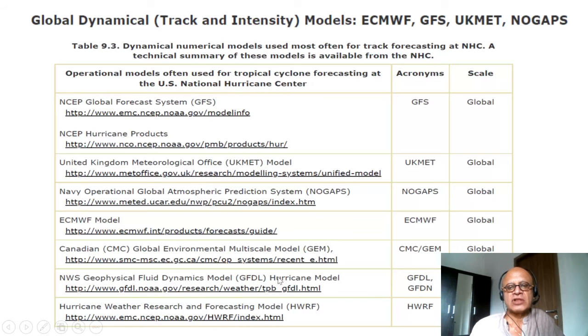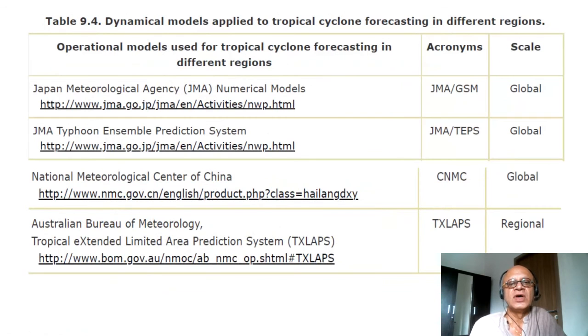I think the GFDL model and the GFS model have very good track records in terms of making successful forecasts, but other models may beat them at times, and the same model may not have the same skill for every cyclone. It depends on many factors, such as how quickly it intensified, whether it's recurving, whether it is touching land, and so on and so forth.